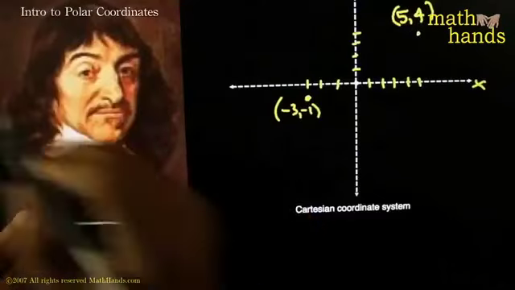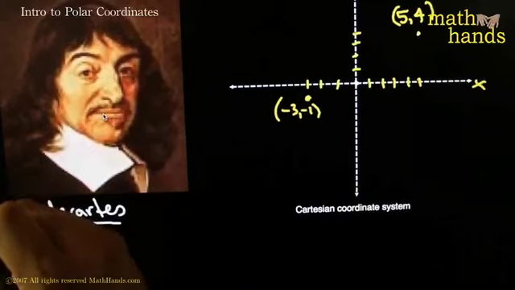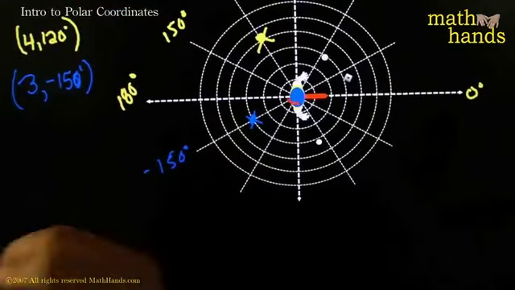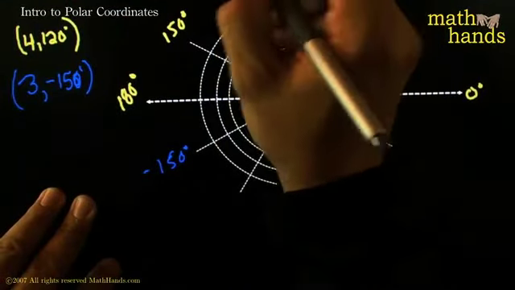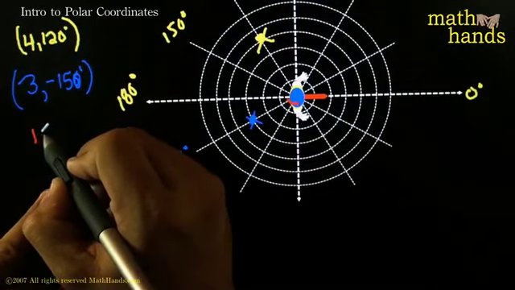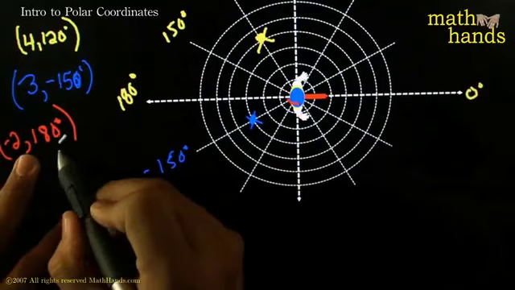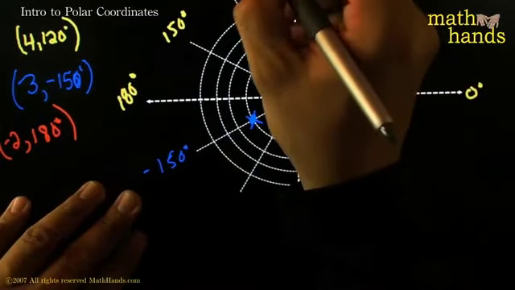Actually, you know what? Descartes had the nose for it. He would have done well with polar coordinates as well.